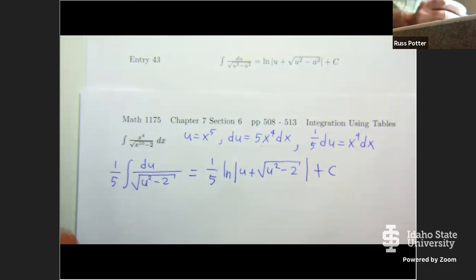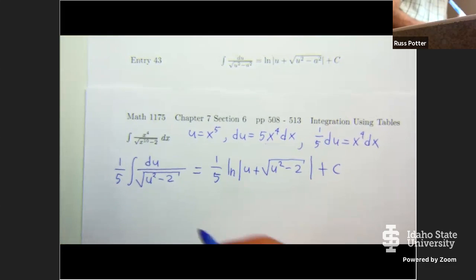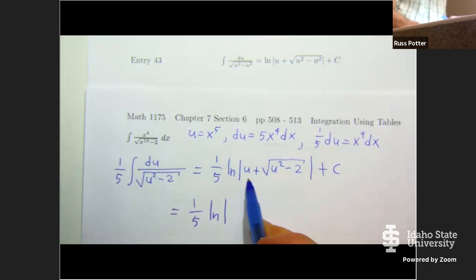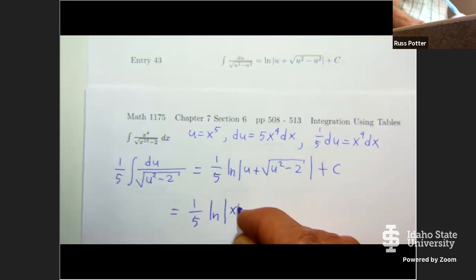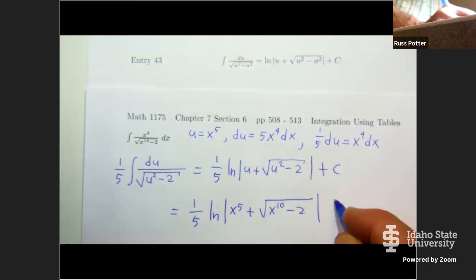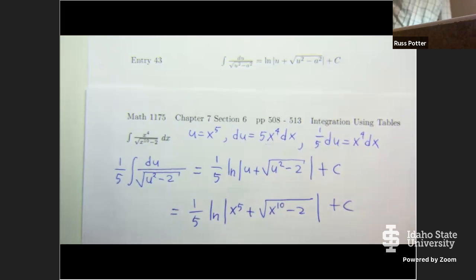So our final result then is 1/5 times the natural log of x to the 5th plus the square root of x to the 10th minus 2 plus a constant.